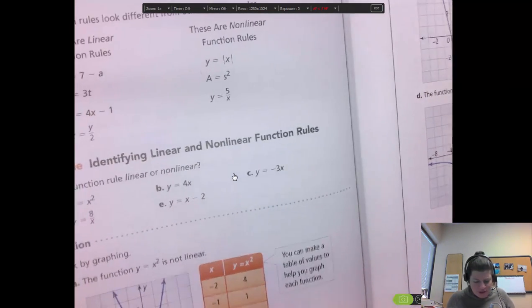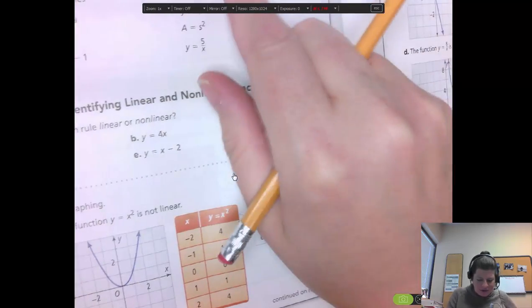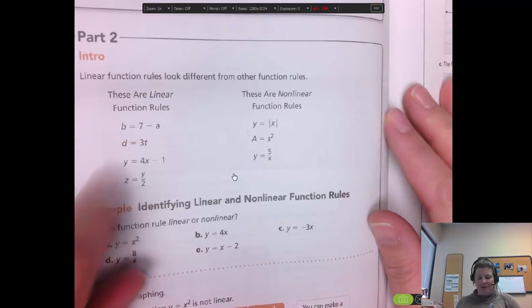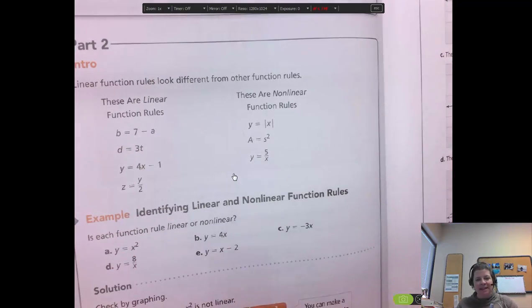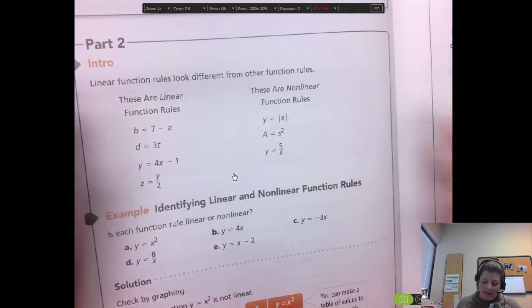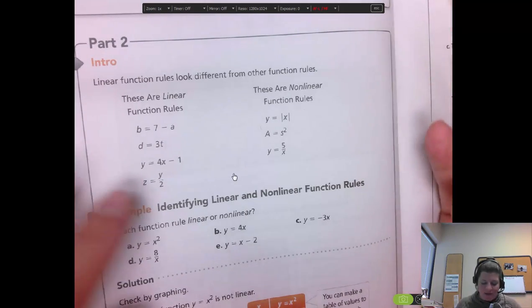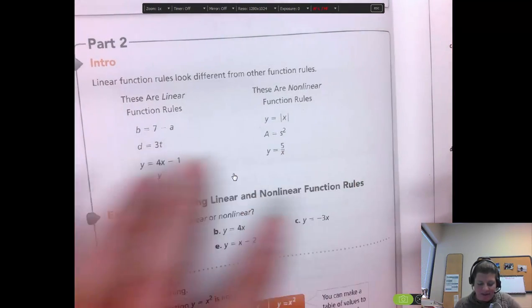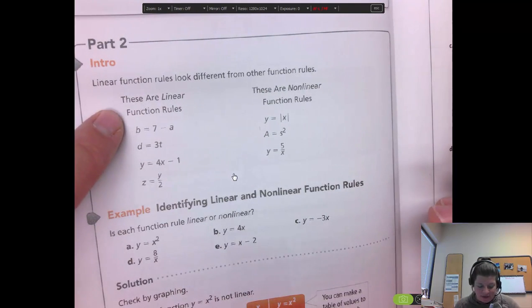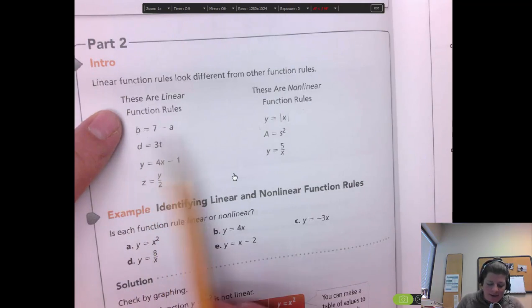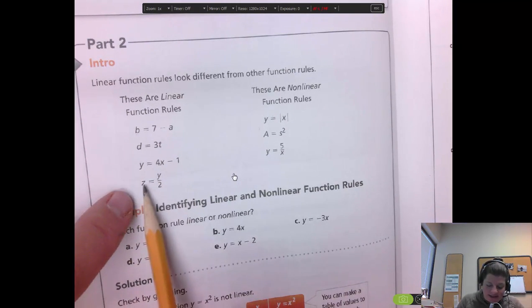Linear function rules look different from other function rules. So we know some things are functions, but we're really focusing on linear functions here. Like this one is a function, but we don't really care because it's nonlinear. They're giving you some examples here that are linear functions. Notice there's one letter, x y, or a b, or d t, or x y again, or z y.